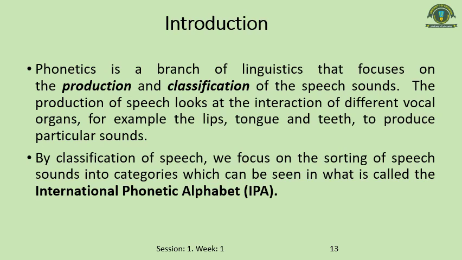Then it says the production of speech sound looks at the interaction of different vocal organs. That means that when we are producing some speech sounds, certain speech organs or vocal organs are also working. I have just written there three speech organs: lips, tongue, and teeth. Some of you may be thinking that only lips, tongue, and teeth work. No, this is not the story, my dear friends. It is beyond that.